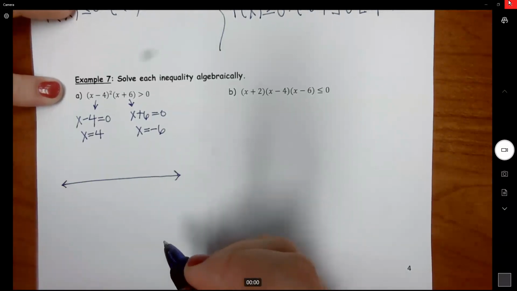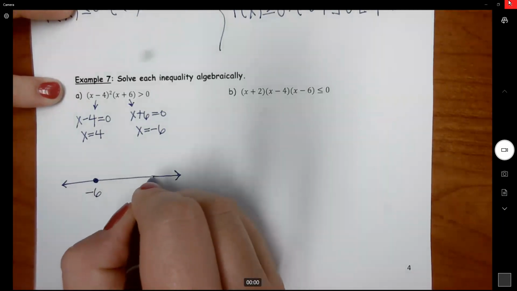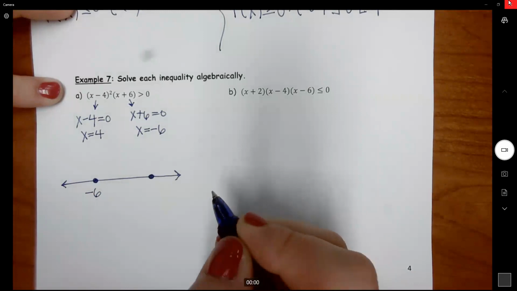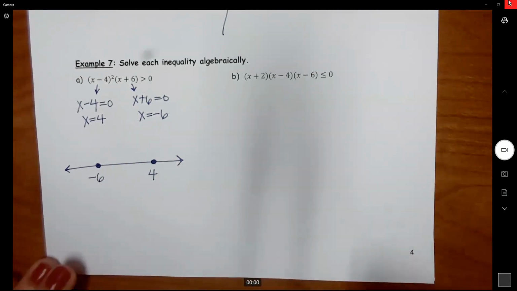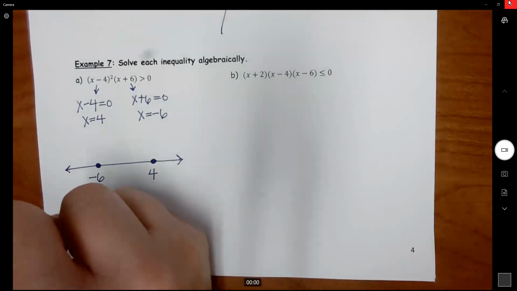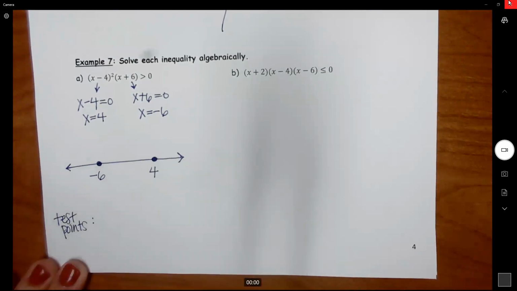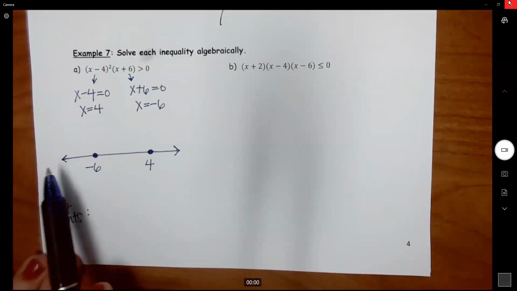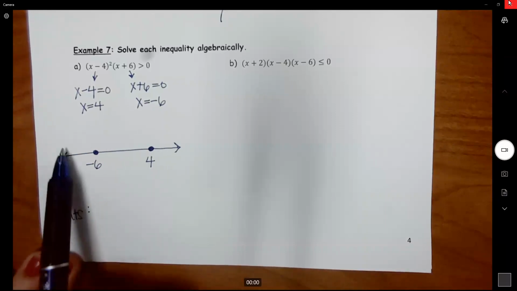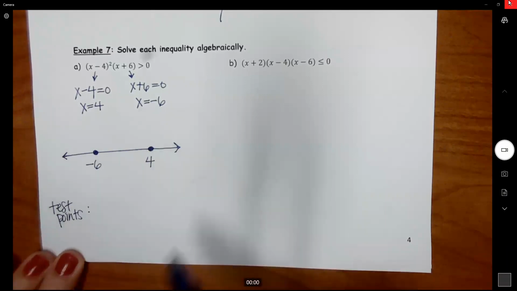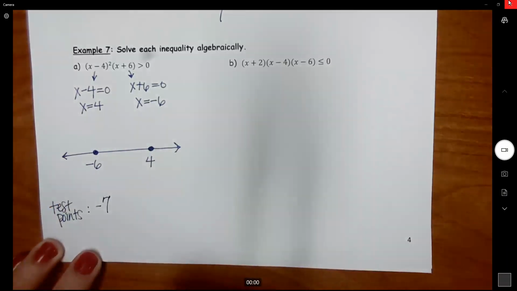So make your number line. We have a 0 right here at -6 and a 0 right here at 4. So now we need to come up with our test points. We have 3 different sections again. So I need 3 different test points. What's something that is to this side of -6? And I'm going to pick -7.